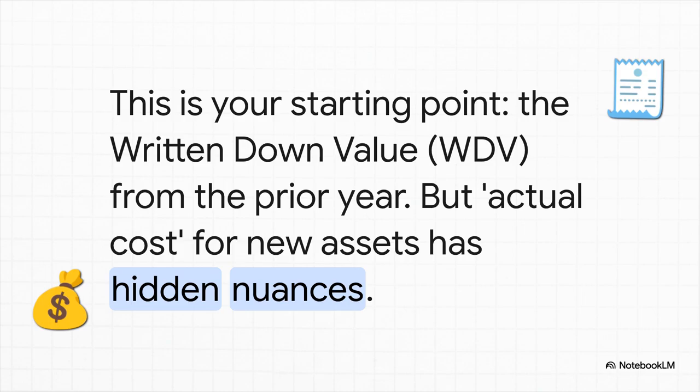Next up, Column 3. This is your starting line. It's the written down value, or WDV, that you carried forward from last year. But here's where it gets interesting. That term, actual cost, especially for new assets, it's not always the price on the invoice. It's a bit of a chameleon, and we're about to break down exactly what goes into it.